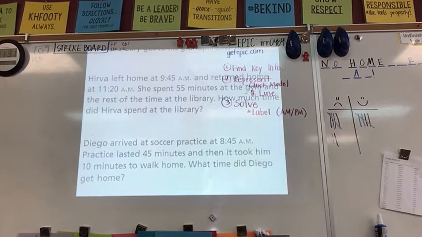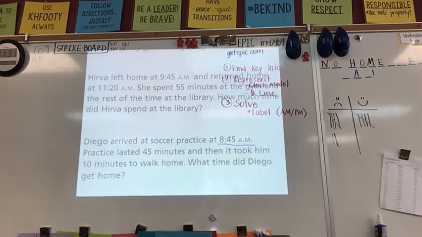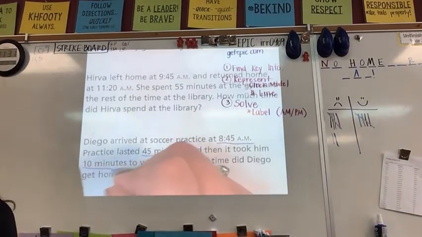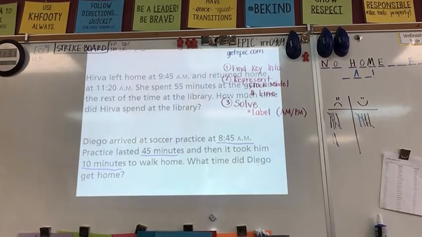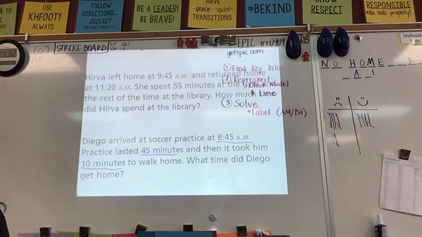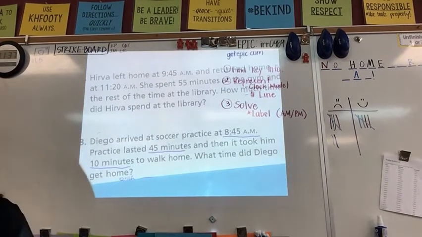Who can tell me my key information for this problem? Olivia. 8:45. 45 minutes. And 10 minutes. Very good. Friends, I would like you to solve this on your boards. I will give you 3 minutes again, and then we'll be checking this one up with our number line this time. Are you ready? Good luck. All right, my friends, check it out.